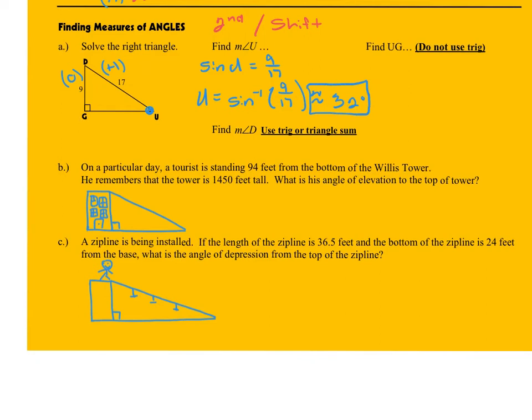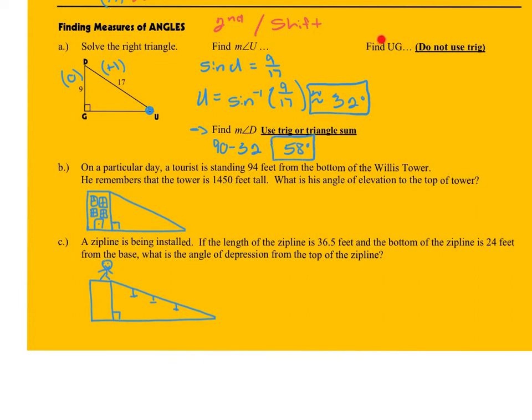If you wanted to find angle D, you could do trigonometry again, but we could also just recognize that these two angles should be complementary. So the measure of angle D is just going to be 90 minus our 32, or 58 degrees.